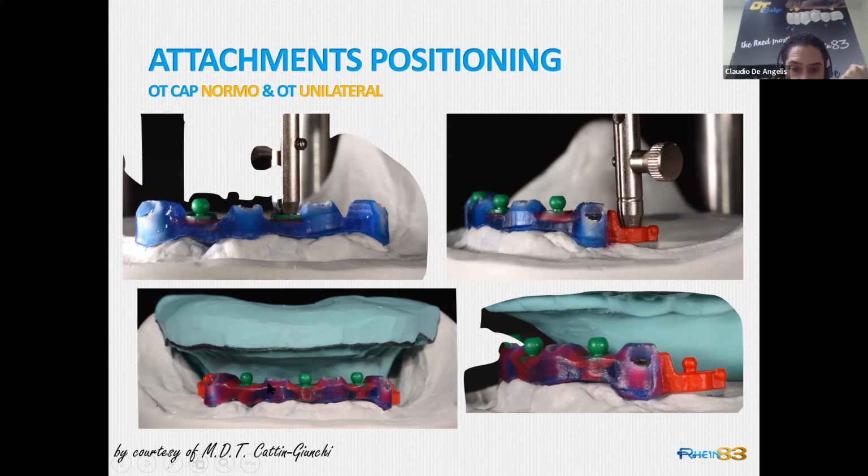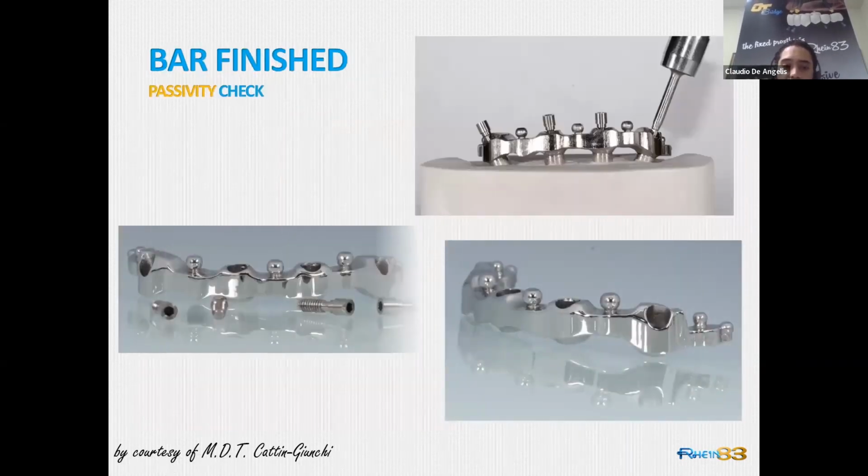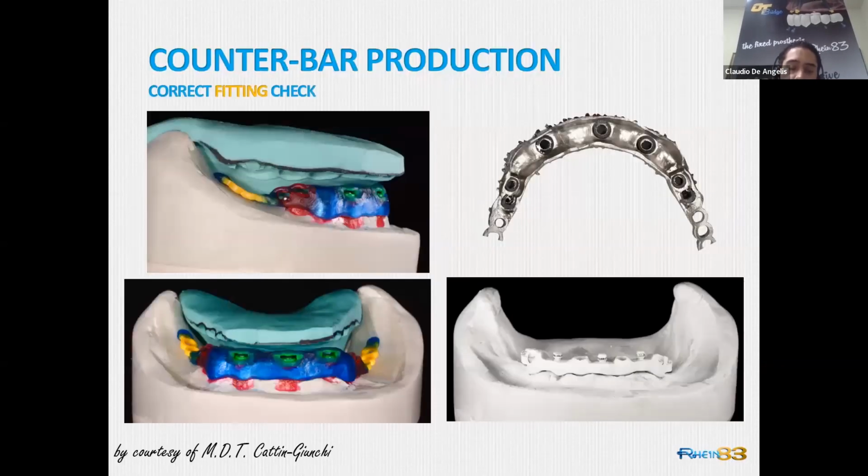They finish the work with the castable, with wax. They complete perfectly the bar. Also, you can see all the spheres are perpendicular and parallel between them. They cast the bar, polished, and produce the counterbar again with the castable components with the castable housings, always respecting the prosthetic space.